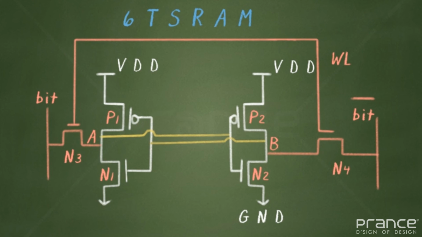If you see clearly, now I have 6 transistors in my diagram: P1, P2, N1, N2, N3 and N4. So I've made a 6 transistor circuit. It's a static random access memory. Static only means that there is some sort of a feedback. In this case, because the inverters are cross coupled, the output of one goes to the input of the other.